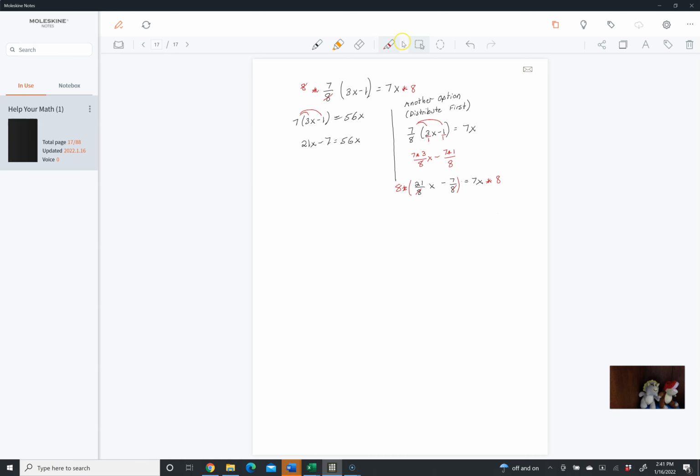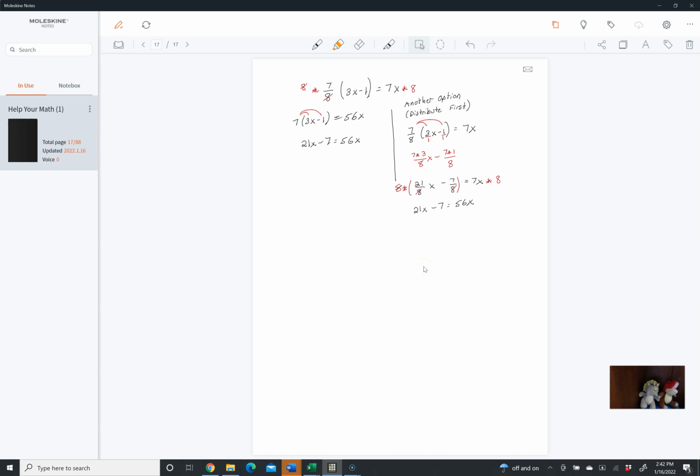And what we're left with is the same thing that we got on the other side: 21x minus 7 is equal to 56x. So you can see that this way is a little bit longer, and you are dealing with more fractions. This way is a little shorter. Other than that, there's actually no advantage of one method over the other. It's whatever you're comfortable with.